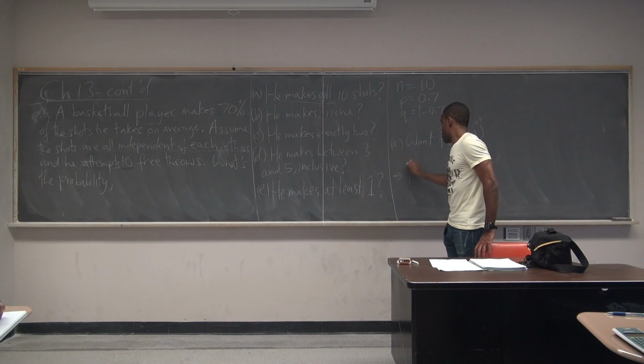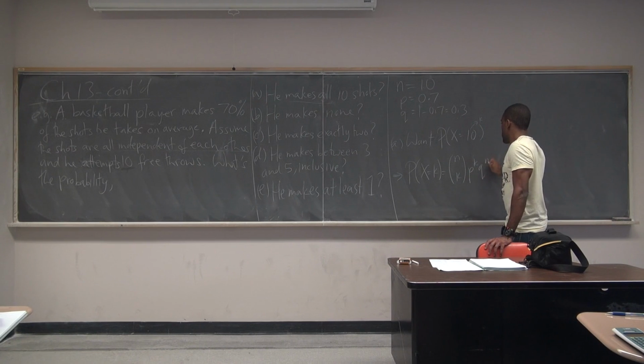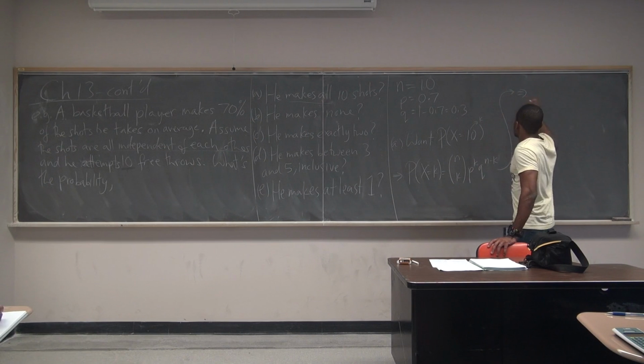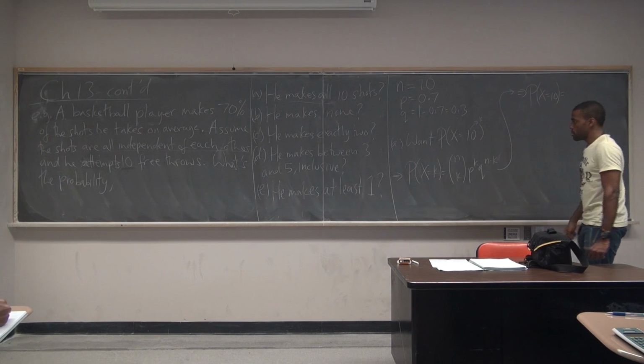Now we know that the probability that x is equal to k is equal to n choose k, p to the k, q to the n minus k. Which means the probability that x equals 10 is going to be, fill in the numbers now.